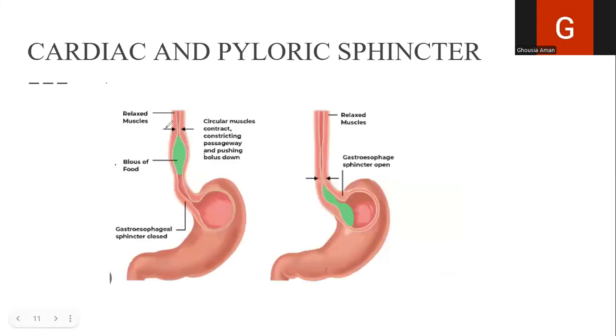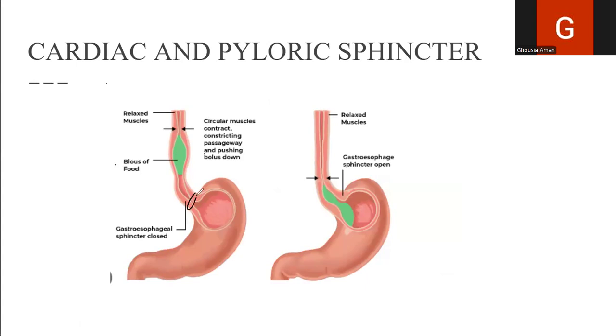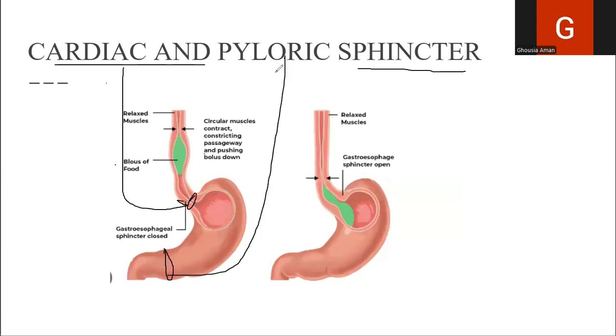Then, when the food comes near the stomach, I told you before also. Okay, so when the bolus comes near the stomach, at the entrance of the stomach and at the exit of the stomach, there are two rings of muscles. They are called sphincter muscles. This one is called the cardiac sphincter, and this one is the pyloric sphincter.